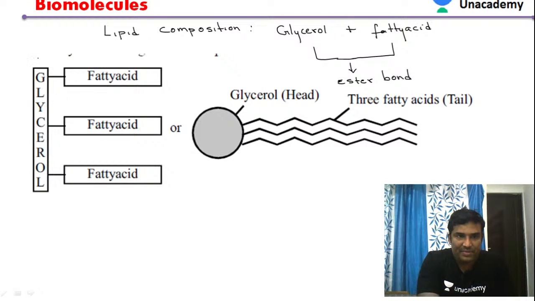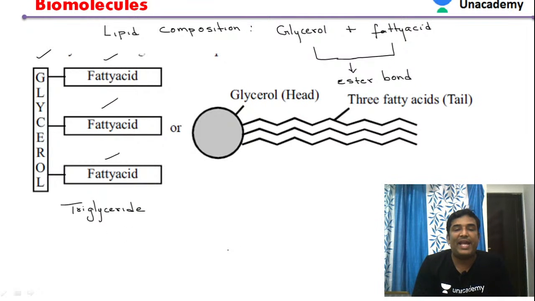See here, you can see this is the glycerol molecule. To this glycerol, three fatty acids are attached. When three fatty acids are attached, it is called a triglyceride. Now this is a typical representation of a triglyceride.